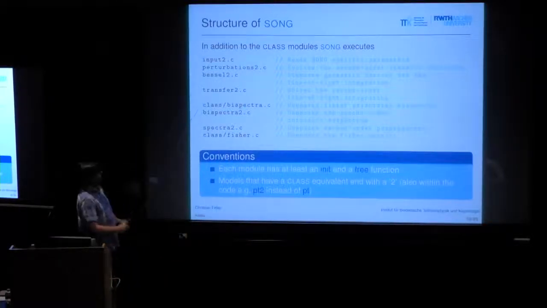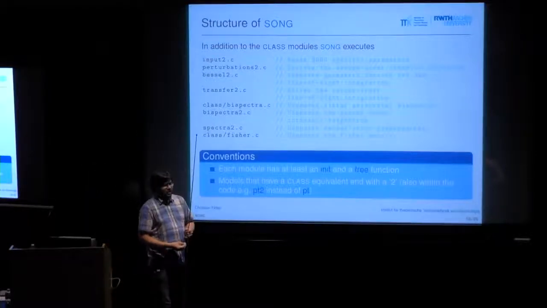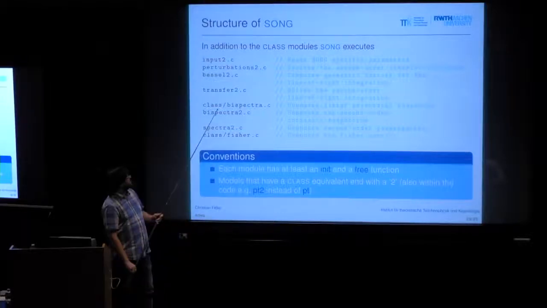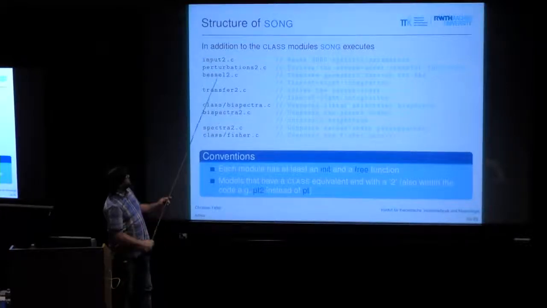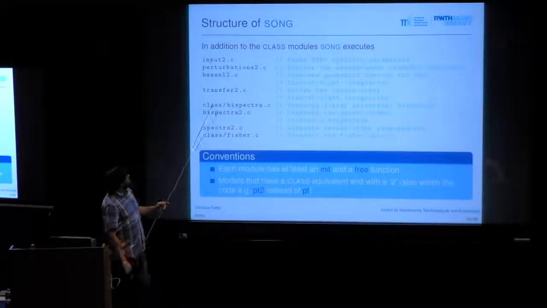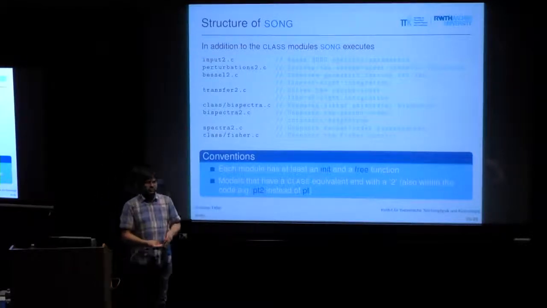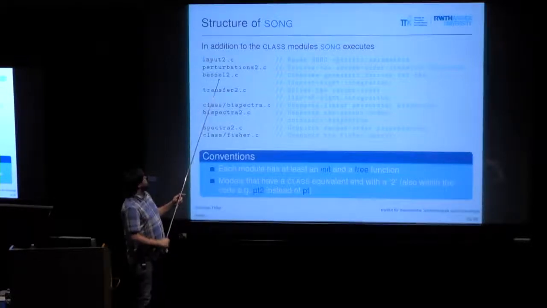Then the perturbations2.c also writes some files for the line of sight sources. This is very similar to the way how CLASS works. Only that, of course, there are many more line of sight sources that are written here. And that's perturbations2.c. Then you have a bessel2.c, and the bessel2.c will just go through and compute some geometric coefficients for the line of sight integration.